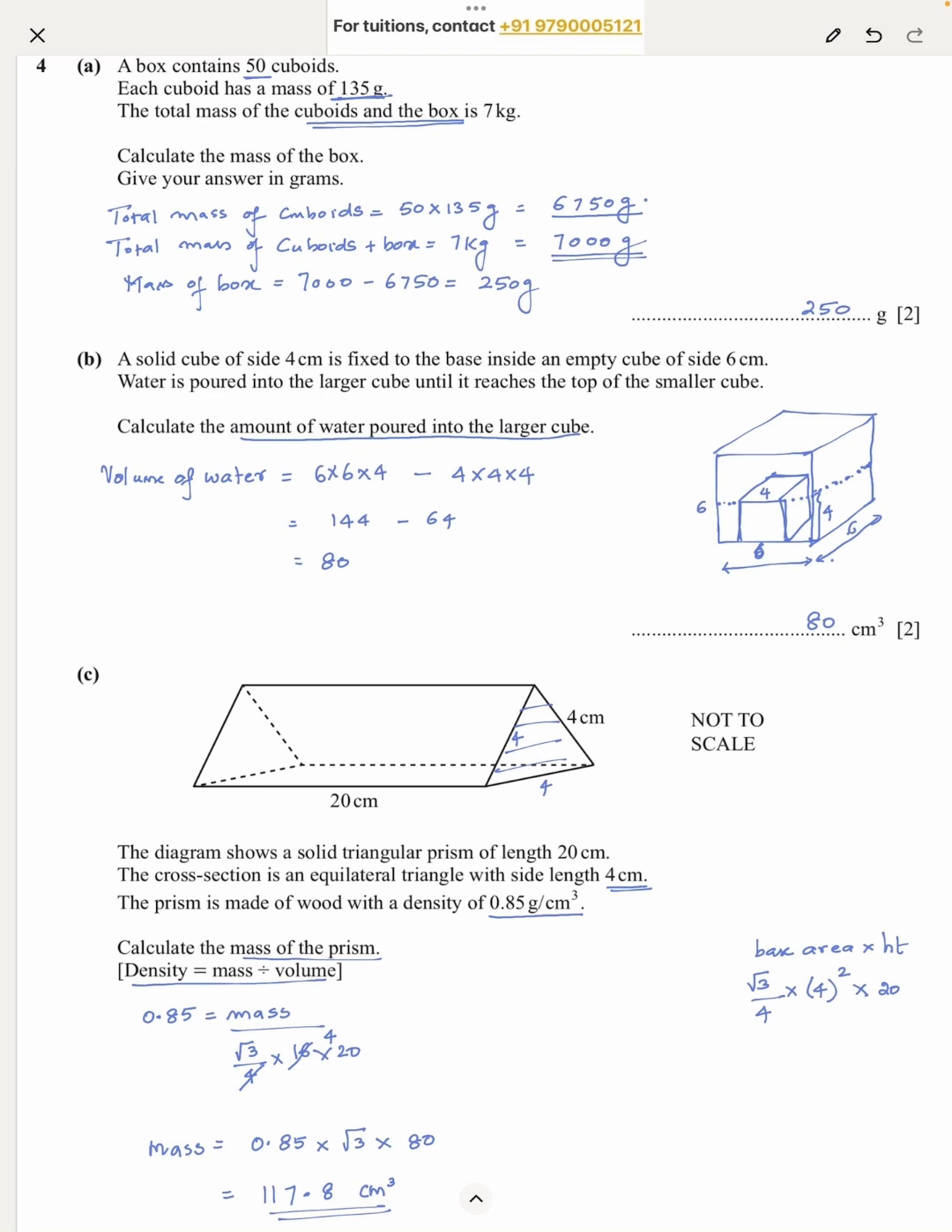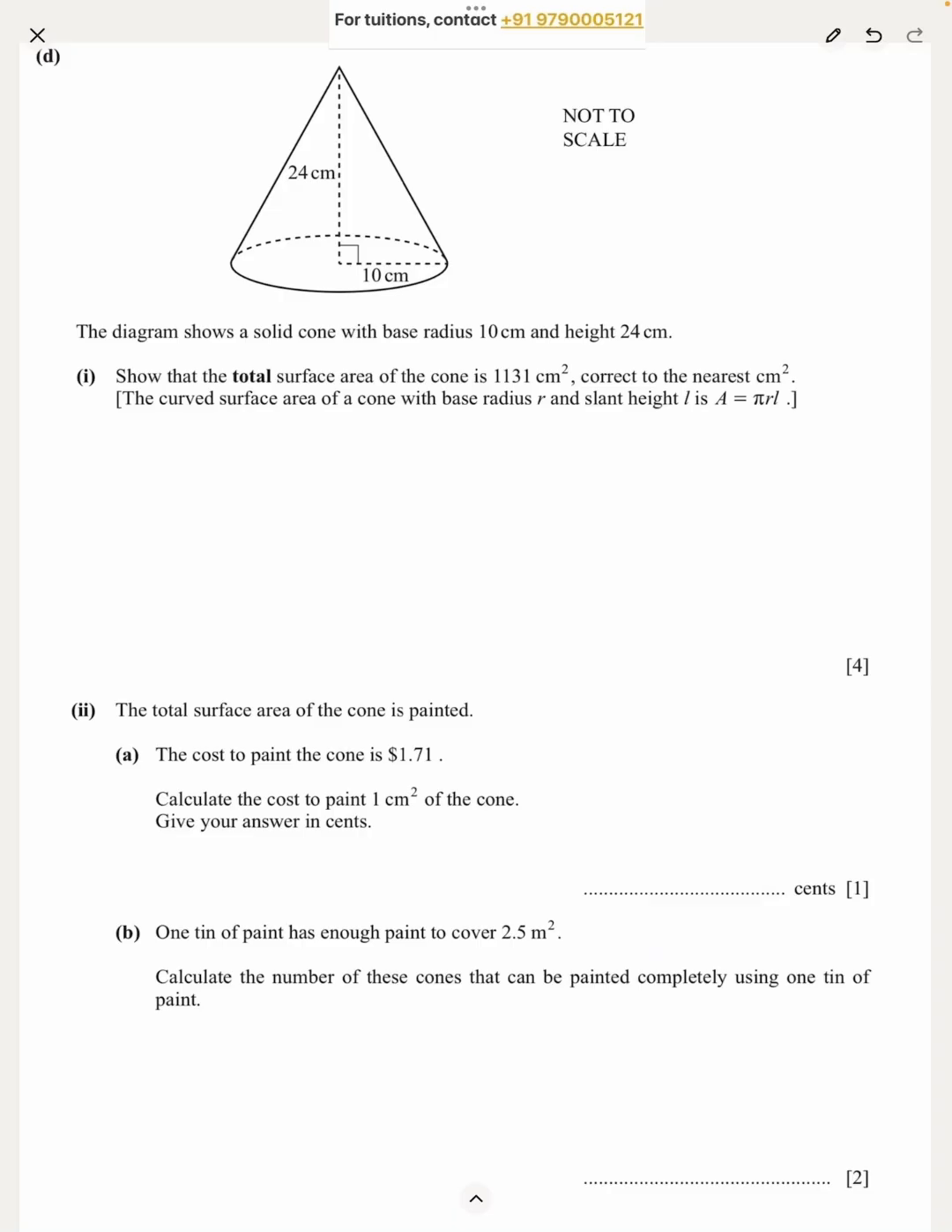Then let's move on to the next subdivision. There is one more subdivision in question 4. Subdivision D. The diagram shows a solid cone with a base radius 10 centimeter and height 24 centimeter. Show that the total surface area of the cone is 1131 centimeter cube, which has been corrected to the nearest centimeter square. Sorry, centimeter square. I read it as centimeter cube. It is centimeter square, and that has been corrected to the nearest centimeter square.